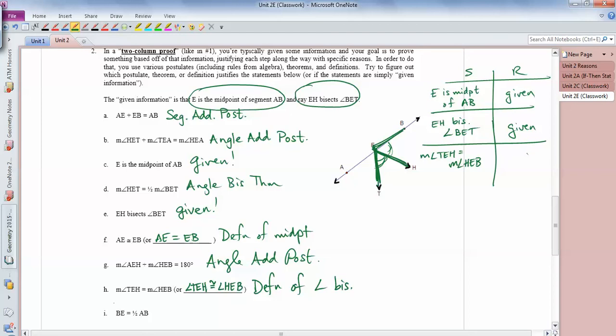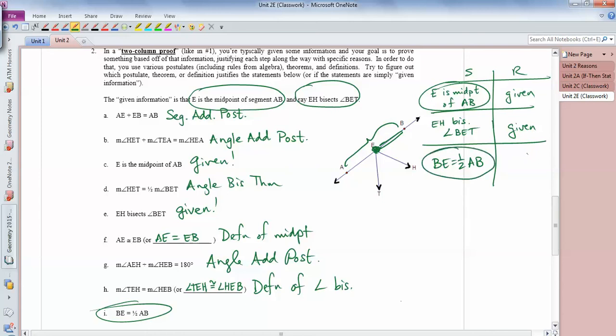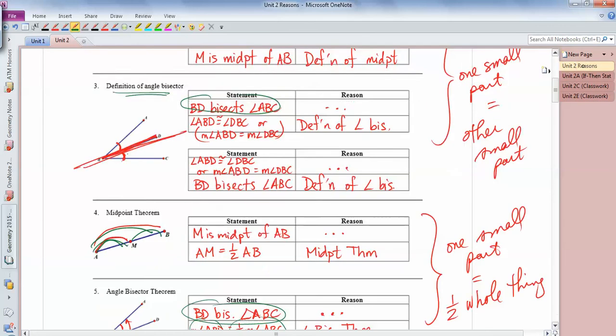Okay, and then there's one more part here. BE is half of AB. So if that went here, BE equals half of AB. Well, let's take a look at the picture. BE is half of that segment AB. Well, we're allowed to say that. The one thing that we knew that lets us say that is E's right in the middle, right? And that's because of that given. So we started with E's the midpoint of AB, and then I said, so one part is half of the whole.